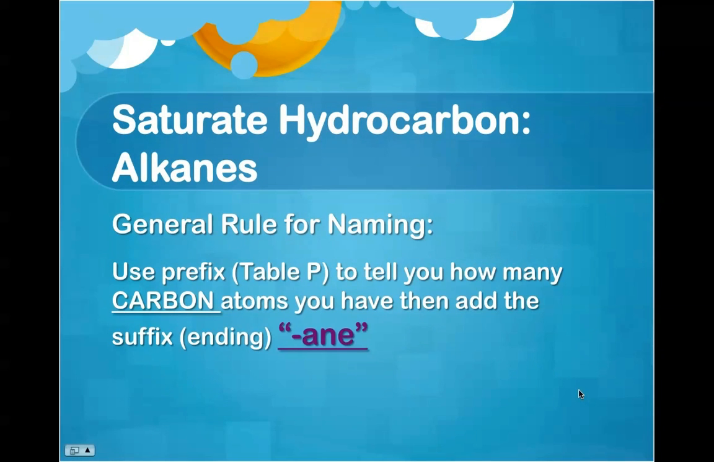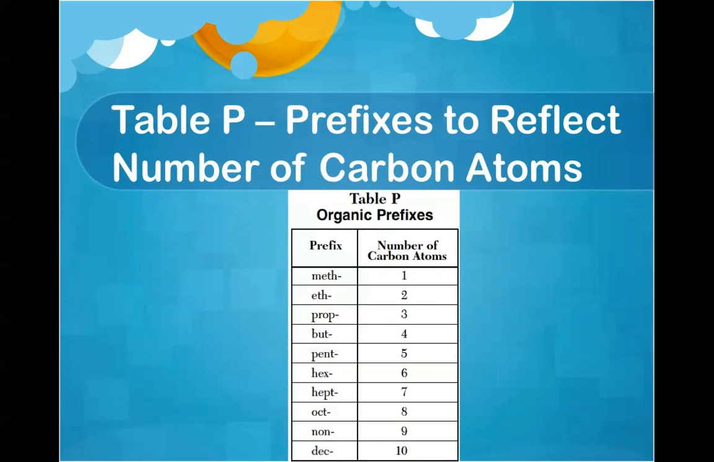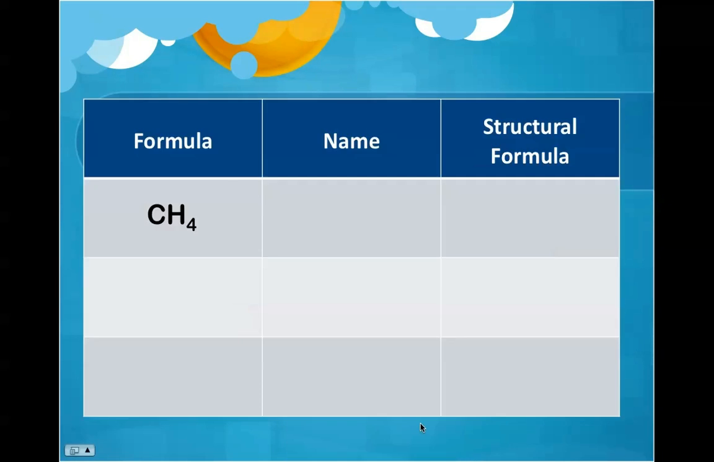So our general rule for naming is we're going to use the prefix from table P to tell you how many carbon atoms you have, and then we're simply going to add the suffix or ending of ANE. So this is that table P in case you don't have it in front of you. These prefixes are not something you need to memorize since you'll have them for any test or quiz. Okay, but you should start to get familiar with them just to make it a little bit quicker, and those match up with the number of carbon atoms.